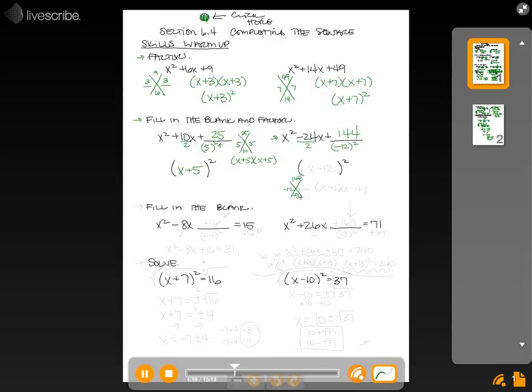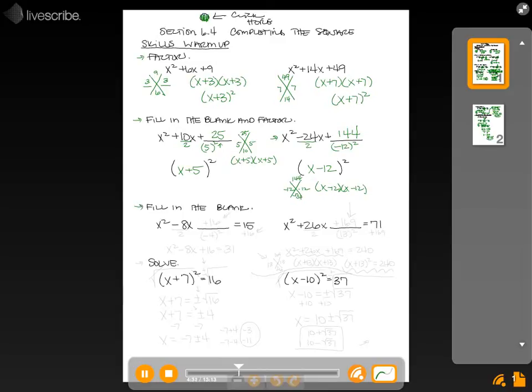My two numbers end up being negative 12 and negative 12. So x minus 12 times x minus 12. They're the same, so I can make it x minus 12 squared. Okay, that's the second skill. Again, whatever the middle term is, divide it by 2, and then square it, and that fills in your blank, and then you can factor it.